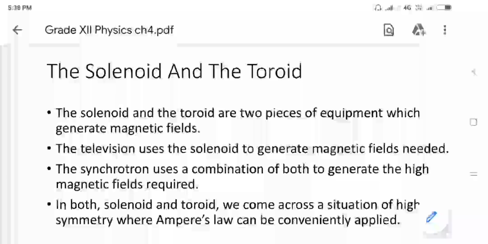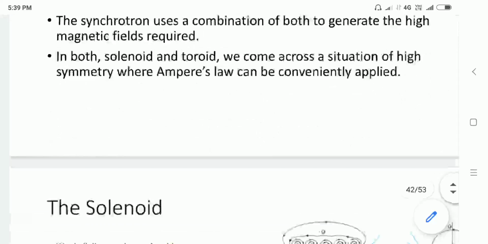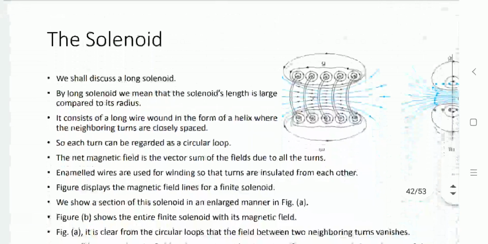Hello students, let us start our new session with the new topic, the solenoid and toroid. Basically, the solenoid and toroid are pieces of equipment which generate a magnetic field. Television generally uses the solenoid to generate a magnetic field, and the synchrotron uses a combination of both to generate a high magnetic field. Both solenoid and toroid we come across in situations of high symmetry where Ampere's law can be directly applied. Now let us go through the solenoid.